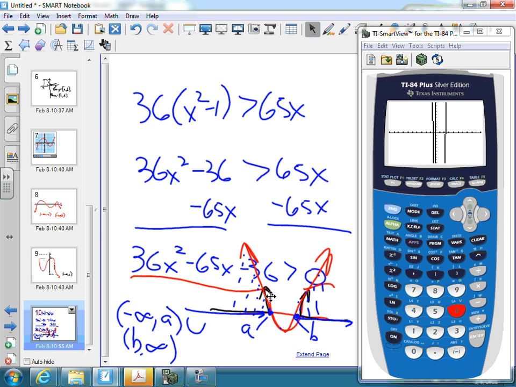Unless, this is just real quick, let me grab you for one second. Yardley asks, is it always going to be negative infinity to something, or something and something to infinity? Not if it's not asking for greater than. If it was asking for less than, then it would only be A, comma, B, because that is the part where we could draw the line to the x-axis. And if it's greater than or equal to, it would be brackets instead of parentheses.